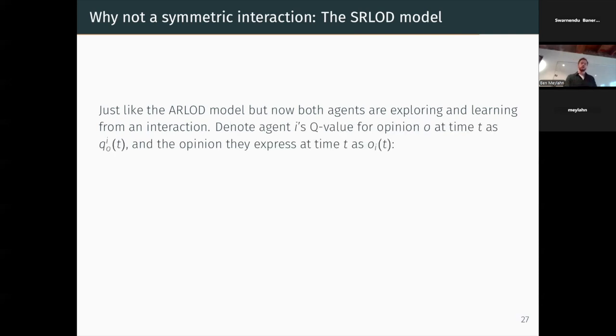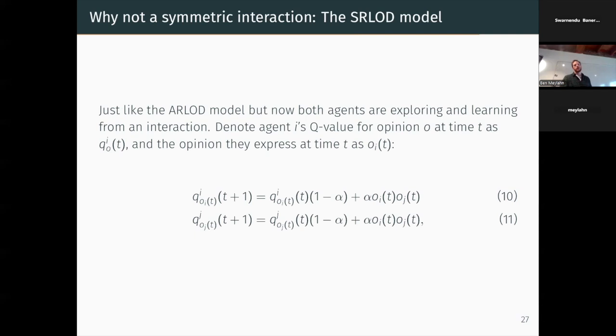So now we will change everything to lowercase to say that we're in this different model. And the only thing that changes basically is that both agents can explore and exploit. So both agents will express an opinion, and then they will update their belief.